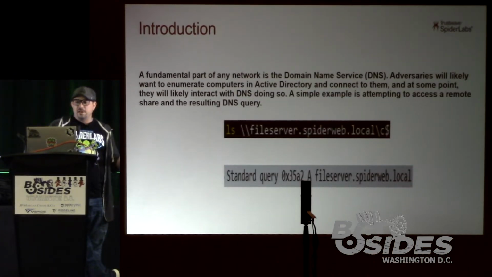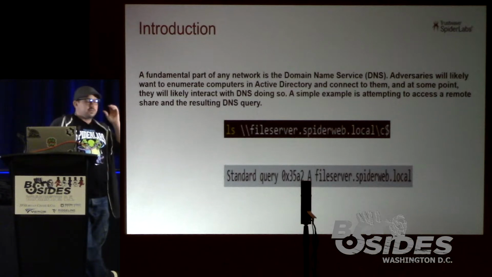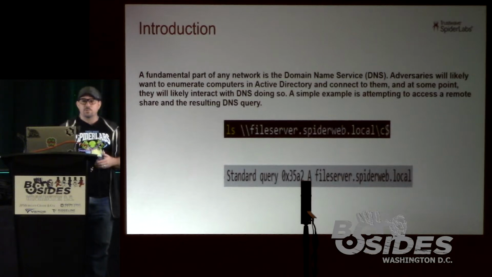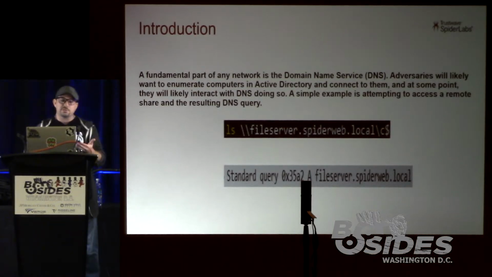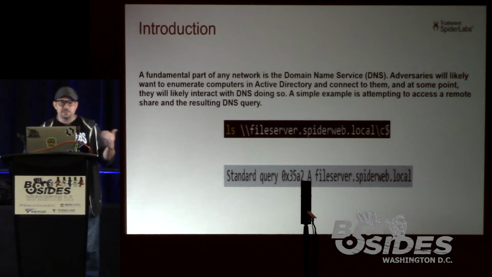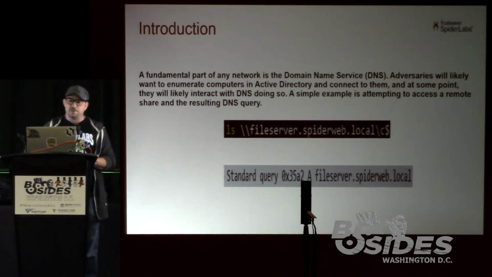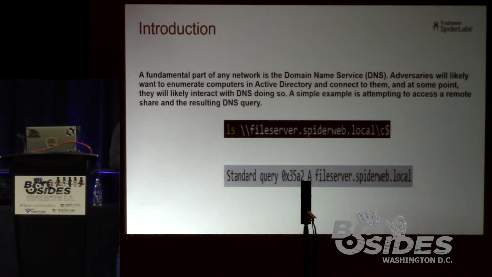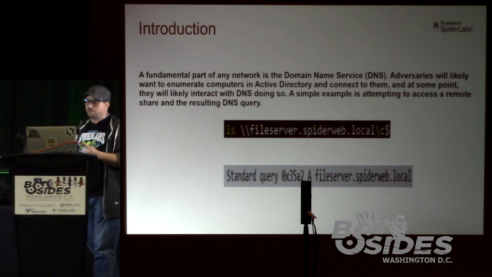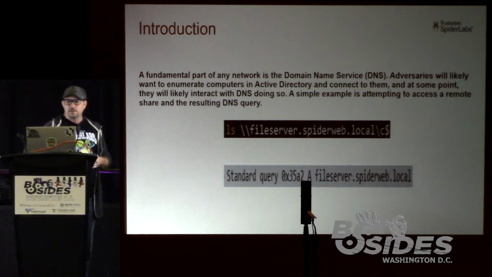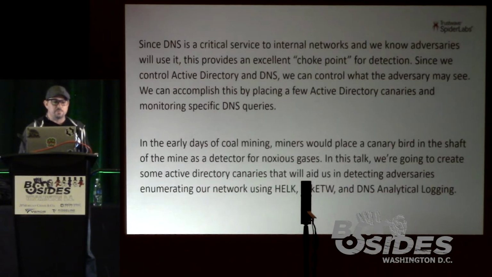A fundamental part of any network is the domain name service. Adversaries at some point will probably need to interact with the domain name service within an organization. When they LS a remote file share, that host name has to get looked up in DNS, and you see the standard query in the little Wireshark down there. As attackers move through your network, they're going to have to interact with DNS some way, whether that's pinging or LSing or just querying for servers and services. It's going to happen, so it's a great place to detect them.